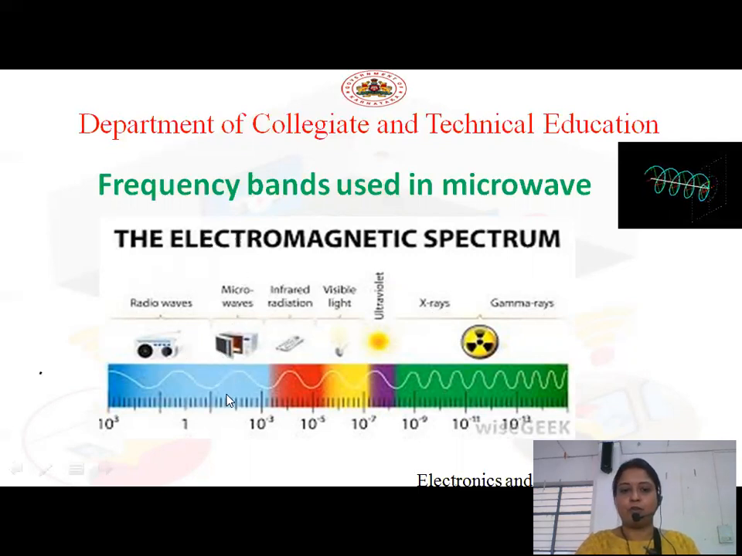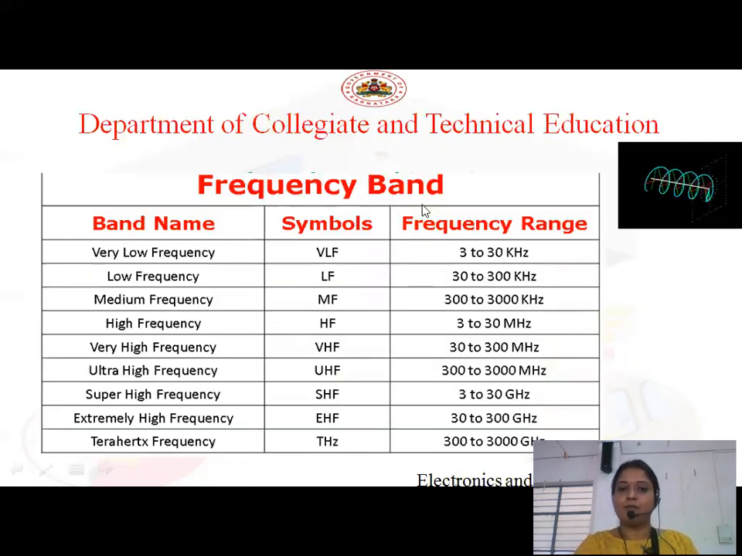Now, this is our microwave frequency band. These are the frequency bands. Very low frequency is called VLF, 3 to 30 kilohertz. Similarly, low frequency means 30 to 300 kilohertz. Medium frequency means 300 to 3000 kilohertz. Like this, the chart gives the symbols we are using and the frequency ranges associated with those symbols.